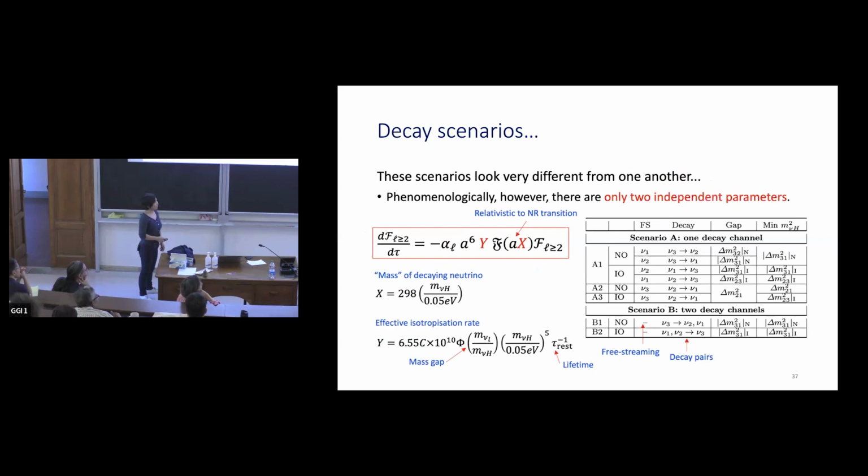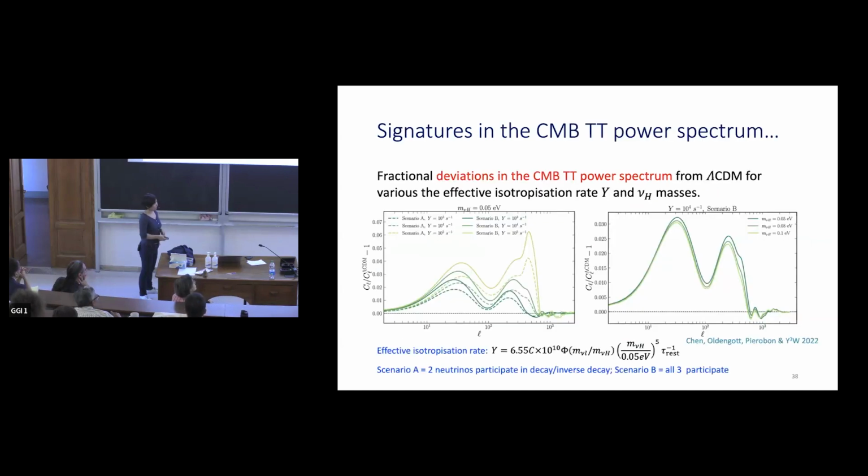They look very different, but phenomenologically, they're really only just two independent parameters, y and x. So y is like an effective isotropization rate, and x is essentially just the mass of the decaying neutrino. So here are the signatures, not terribly interesting.